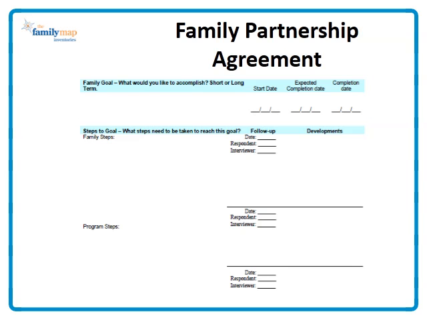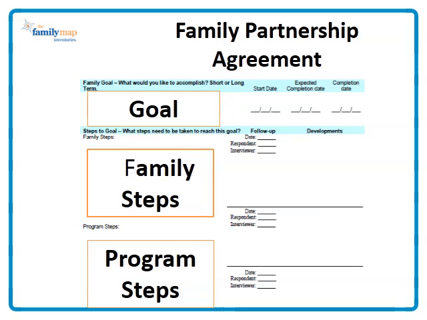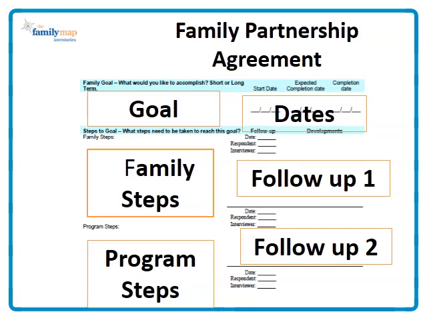The second half of the Family Partnership Agreement is at the bottom and is where you document goals. There is a space to write in what the goal is, what steps the family is going to take to accomplish the goal, what steps the program is going to take to support the family, important dates, and space is provided for 3 follow-ups with the family. In the follow-up area, you will document how the family is progressing towards the goal.